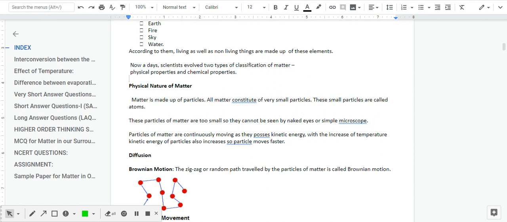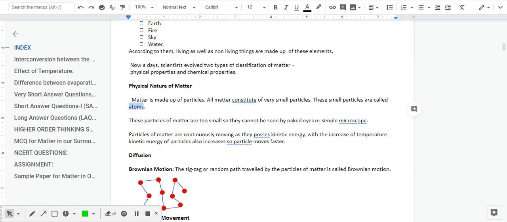What do you mean by the physical nature? So, in this, matter is made up of particles. You all might know that everything is made up of particles, or we can say in scientific language that everything is made up of small particles called atoms, right? Whether it's solid, whether it's liquid, or whether it's gaseous, all matter consists of very small particles. These small particles are called atoms.